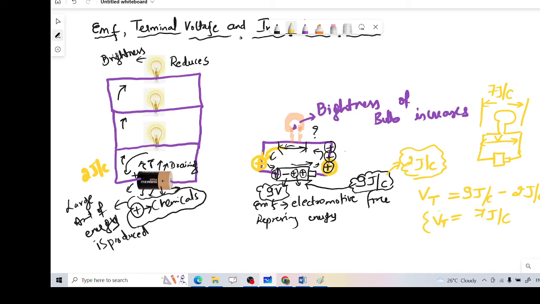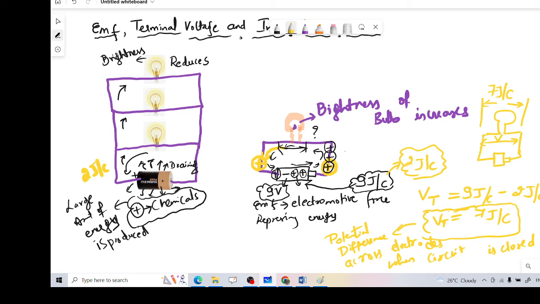So this we are calling the terminal voltage. The terminal voltage, I can call it the potential difference across the two electrodes when a circuit is closed. Once the circuit is closed, only then is the current drawn from the battery.